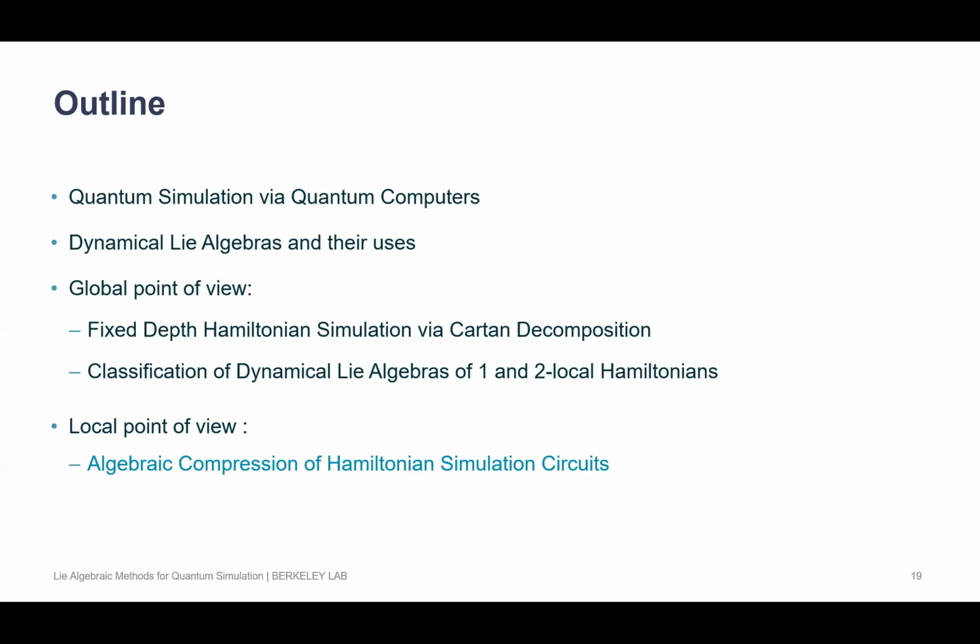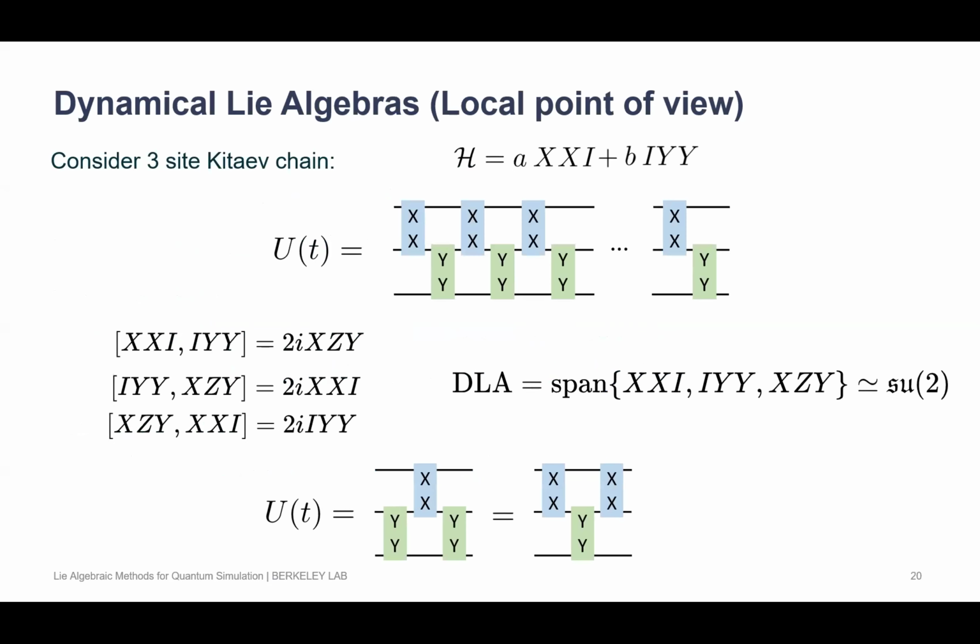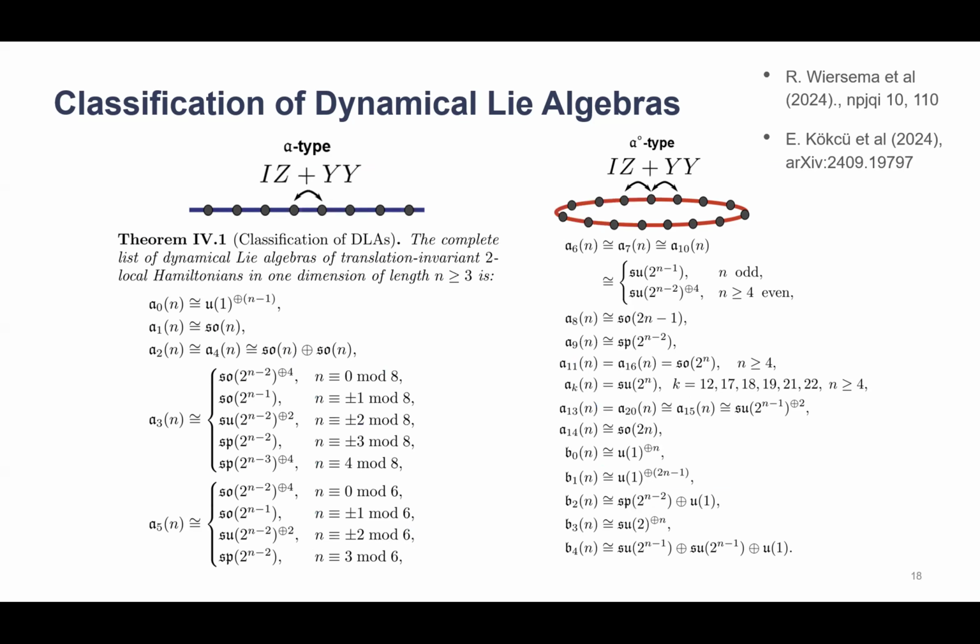Now, finally, I only have 30 seconds, so I'm just going to skip through this. Going back to this slide, question. So when you say that you classified all of them, you proved that there are no other dynamical Lie algebras that can exist? So yeah, within the choices that I made.